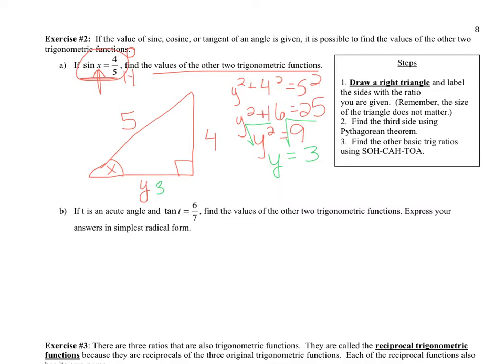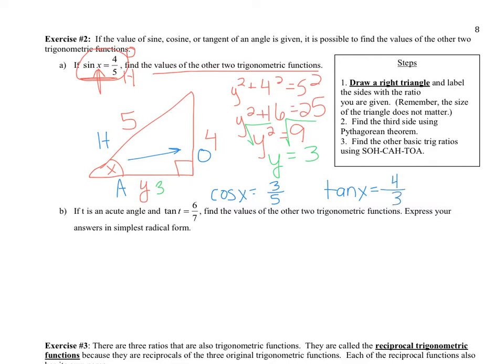So I already have sine of x. I'm going to find cosine of x and tangent of x. Cosine of x, we'll label our sides, opposite, hypotenuse, adjacent, right? Opposite x is O. So we have for cosine, adjacent over hypotenuse is 3/5. And for tangent of x, we have 4 over 3, opposite over adjacent.